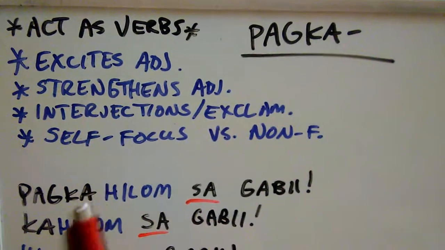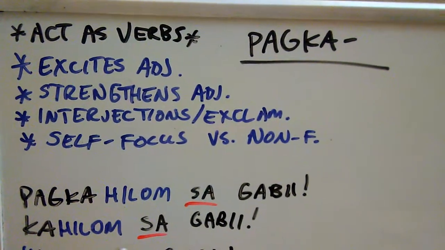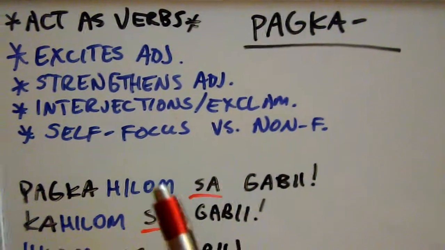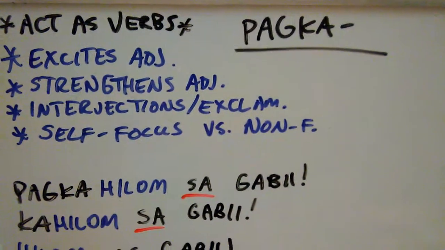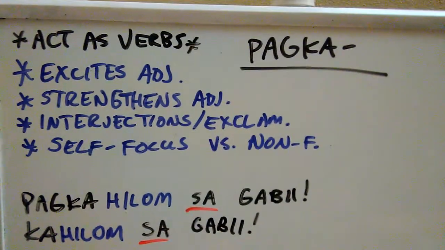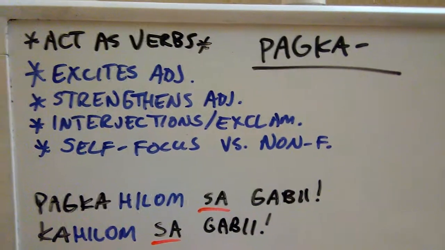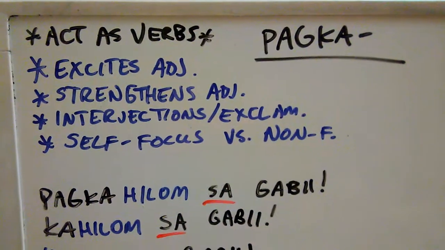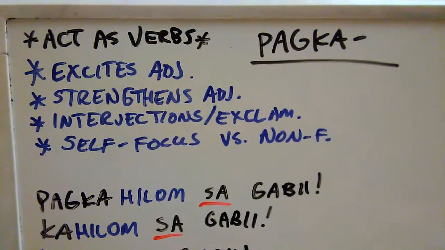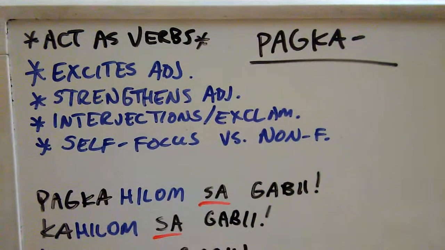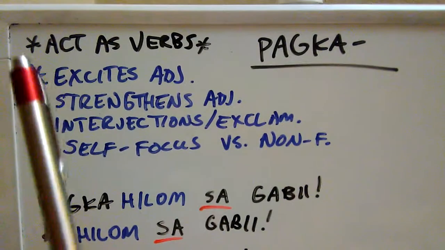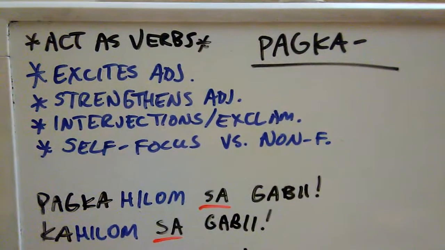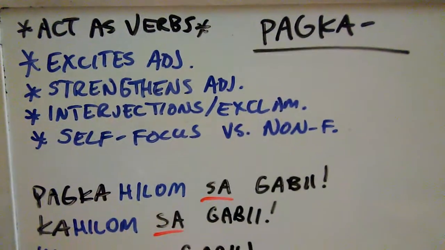And lastly, it's a self-focus versus the non-focus. So that's what I'll talk about when we go through the examples. So the pagka itself is just its own kind of little actor focus. I don't know how to describe it, but I'll show you through the examples, because there's a word for it. I'm just not able to express it somehow. One thing though, up here in black, just remember that adjectives act like verbs, okay? They act as verbs. And I'll show you at the very end of this video why.